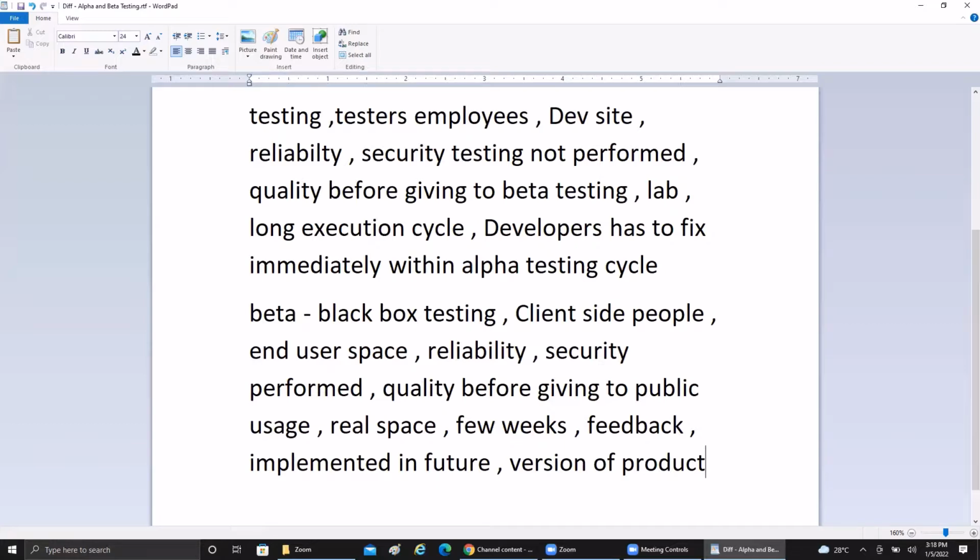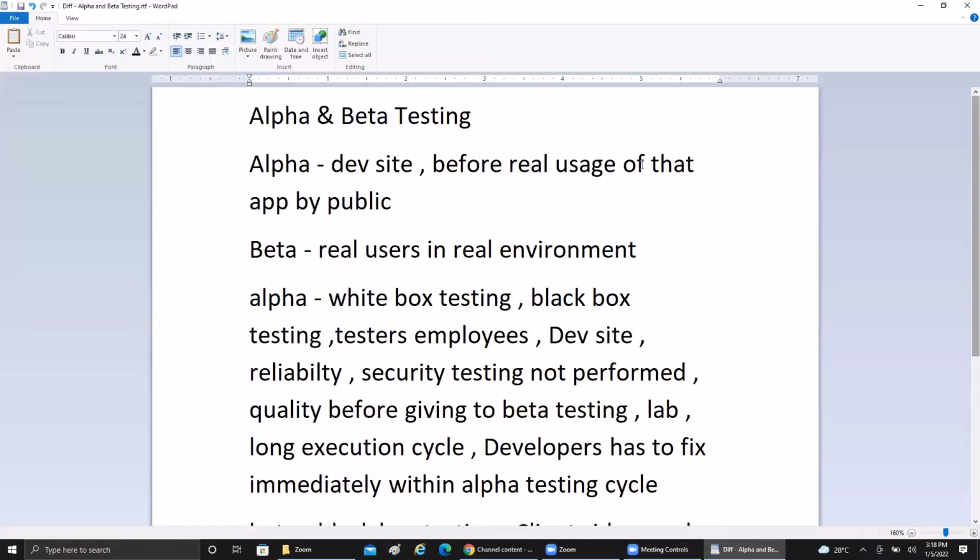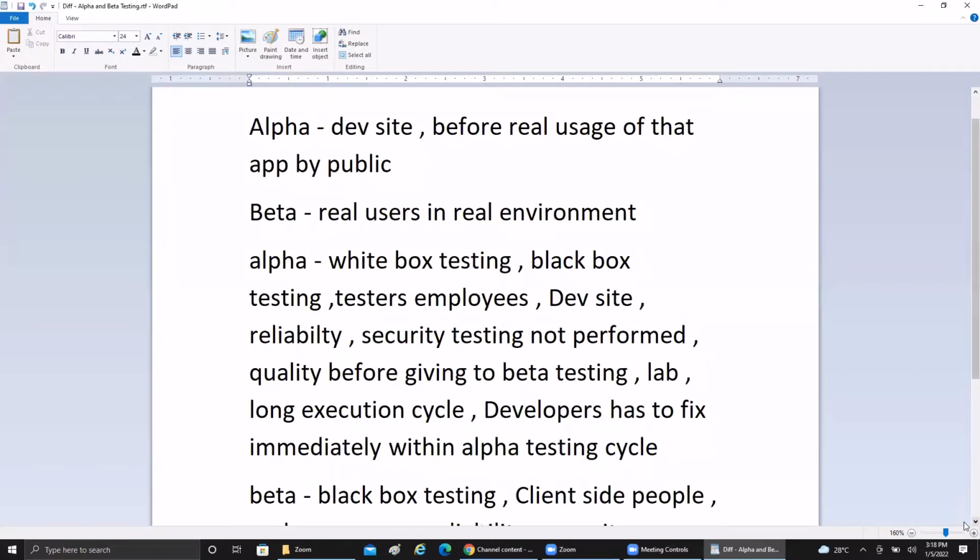Okay. So now if you see, we have covered what alpha and beta testing are and how important they are and what the differences between them are. Hope you all got to know this information, guys.